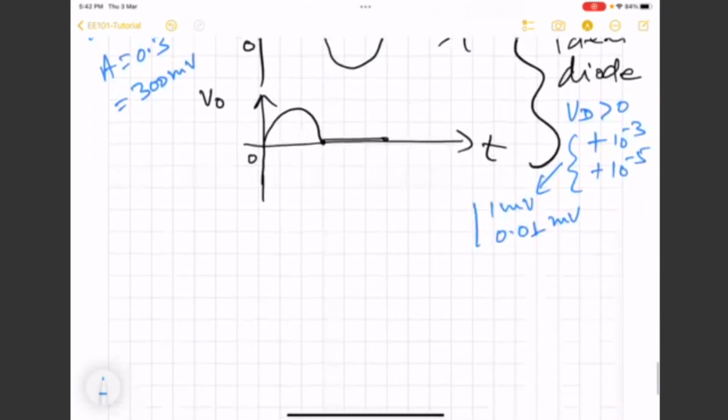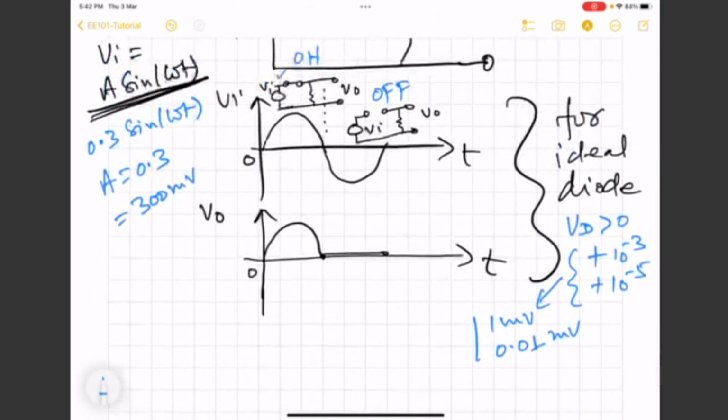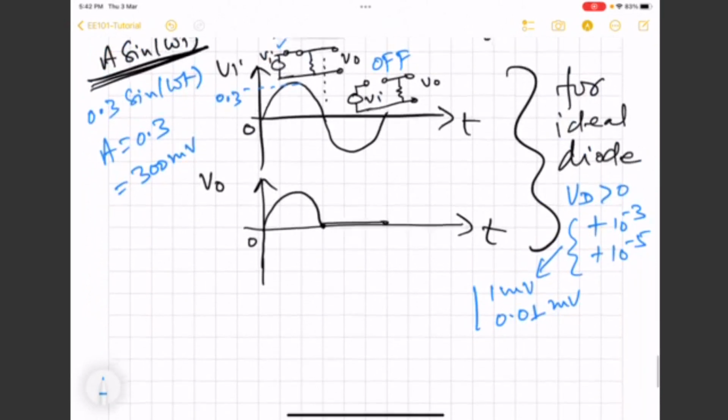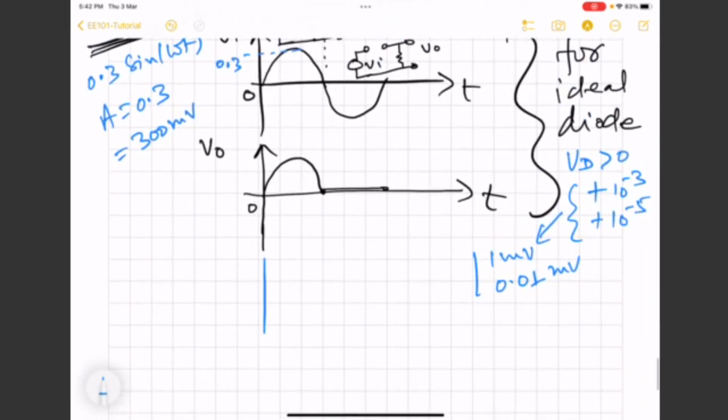So that means if this is 0.3, then the output is always going to be 0.